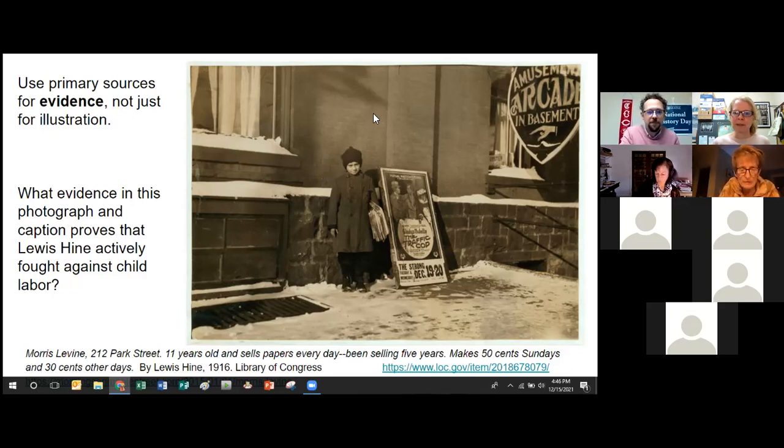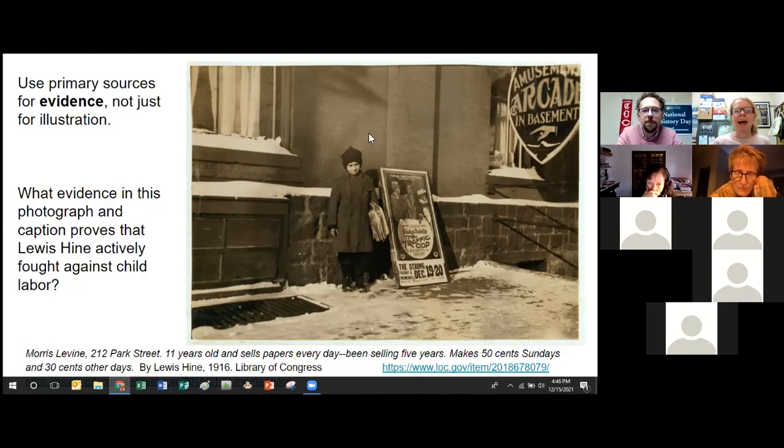I also love the placement here next to the amusement arcade in the basement. This poor little boy is probably not going to the amusement arcade in the basement. And also, next to the sign here for a movie. Placing him against the sign gives you a guess of his size. I probably wouldn't have guessed that this kid was 11 years old, but put him next to a sign.